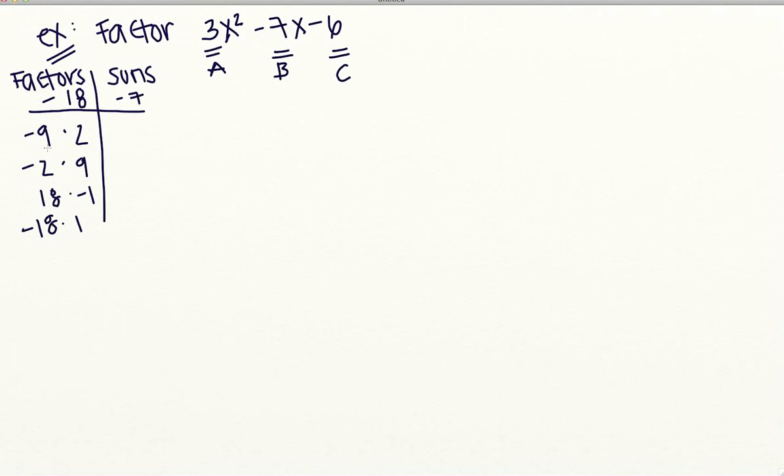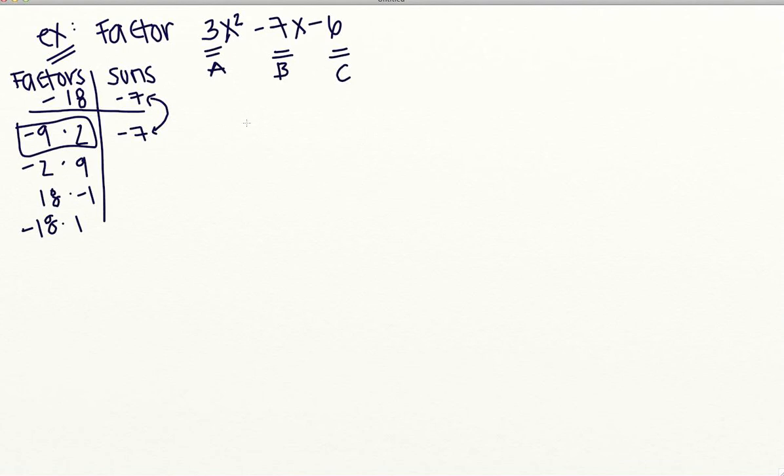So we have negative 9 plus 2. Well, I hit it on the head. I found the one I want on the first go. So I don't even need to keep going because I found the factors that I'm looking for. The factors that I want are negative 9 and 2. And so let's look at how to use them.